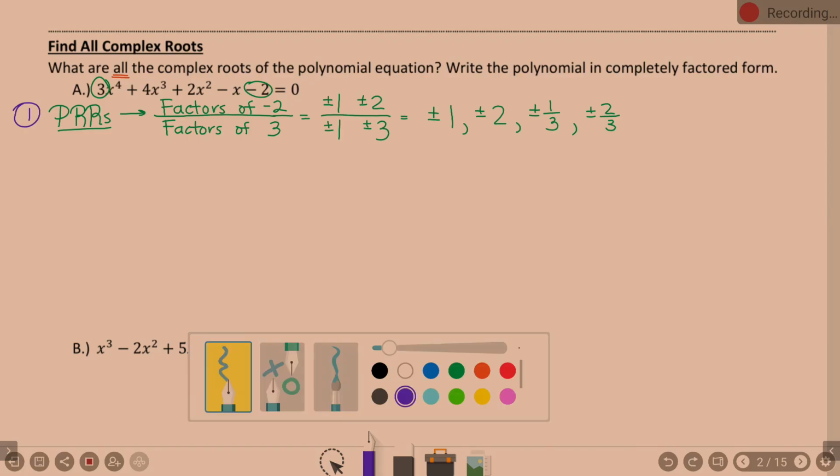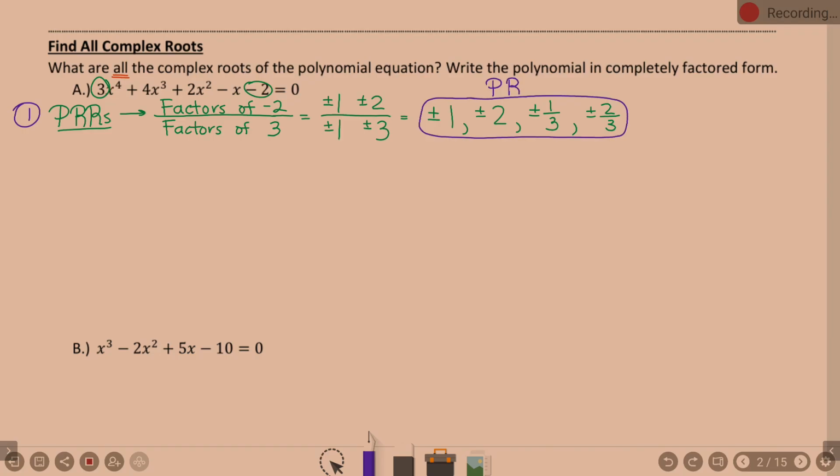Right here, these are my PRRs. They are my possible rational roots. Are they all going to work? No. Okay, only a small handful are going to work. But those are your possible rational roots. And that is your step 1.